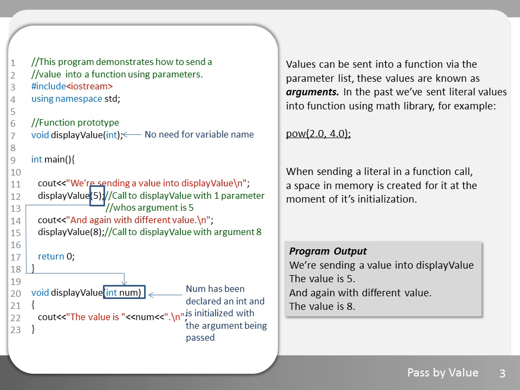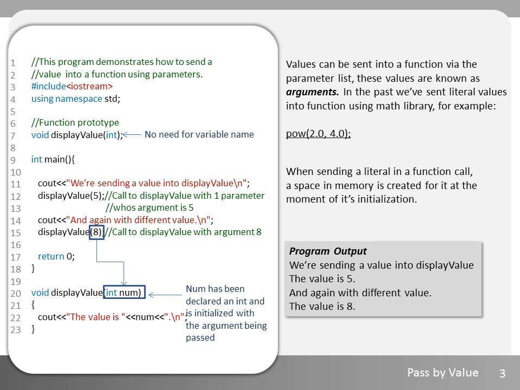So now, for the function displayValue, the variable num contains the number 5, and this function will print the value is 5 and return to its caller. On line 15, we have the same function being called, but this time the argument is 8. When the function is called, it redeclares the variable num, but this time with the argument 8, and the function will print the value is 8.